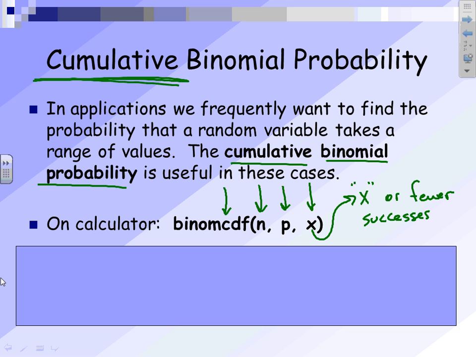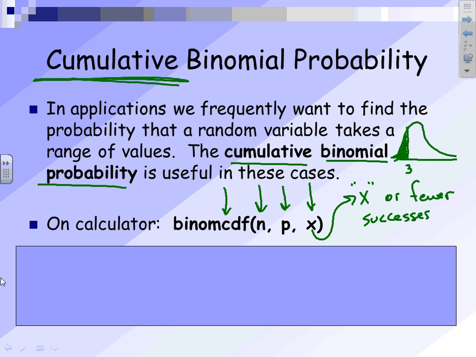X or fewer successes. Now, what does that tell us? That means that if the distribution were to look like this, sometimes they're left skewed, sometimes right skewed, sometimes more symmetric. But if we wanted to find the probability of, say, 3 there, this is going to tell us the probability that it's 3 or fewer number of successes. And we'll find the area always to the left of the binomial CDF.